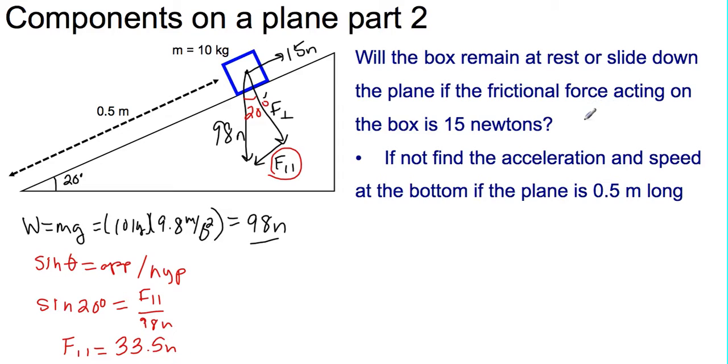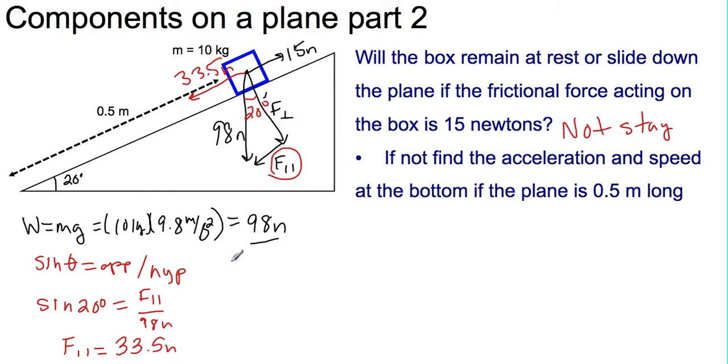So to answer the first question, this will not stay at rest. It will be going down the plane because there's only 15 newtons going back, and if I add this vector in here, there's 33.5 newtons pulling it forward. So we know there's a lot more going down.